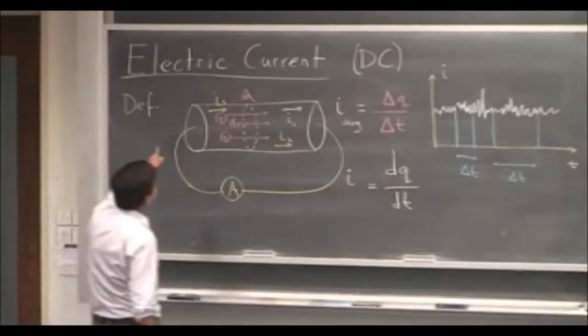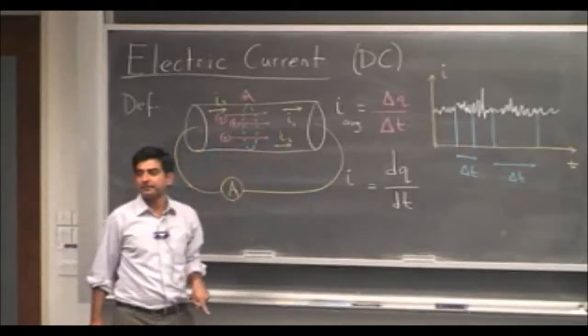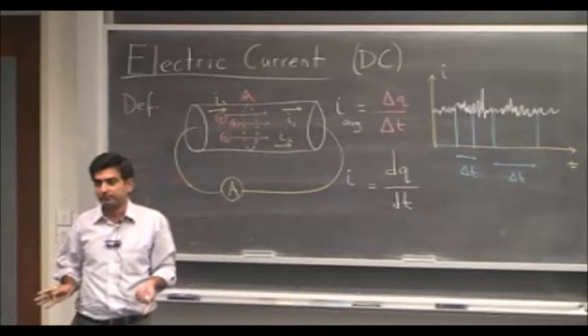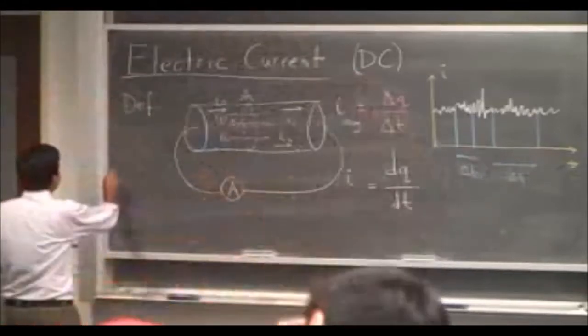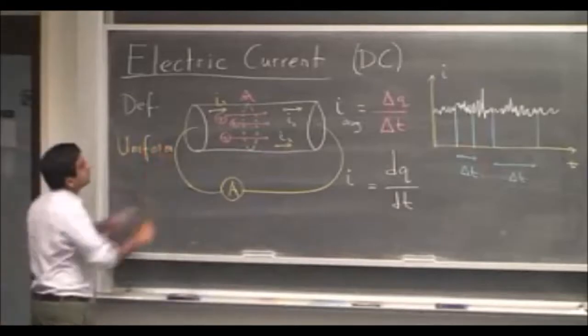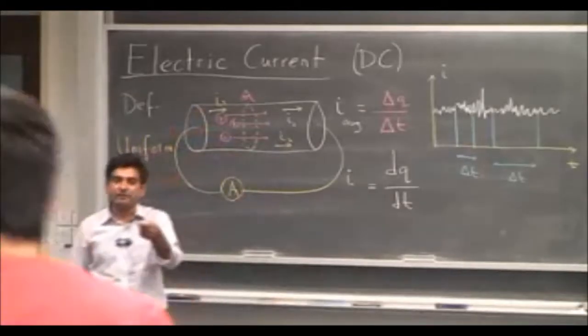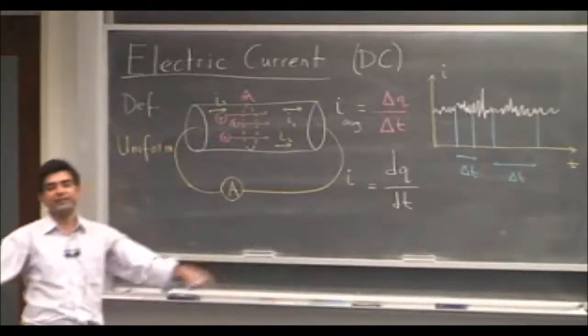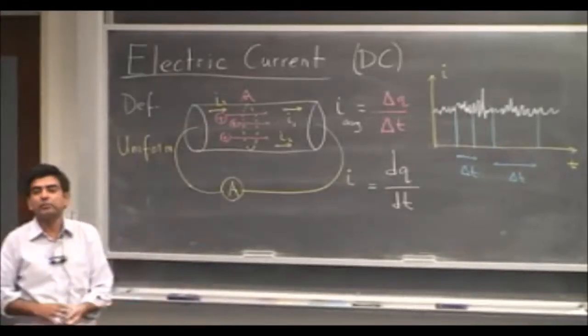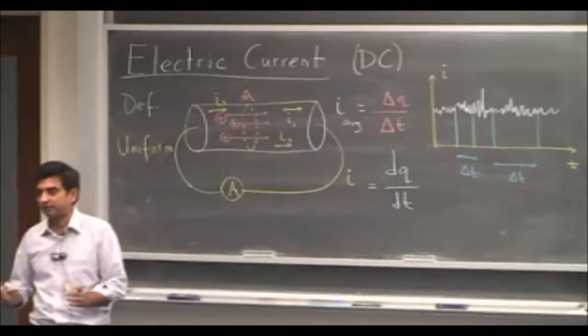If all of these currents are the same, then I would say that the current is uniform. So I've defined a uniform current. A uniform current means that all of these I's, I1, I2, I3, all of these are the same over the volume of the conductor. This is what is meant by a uniform current.